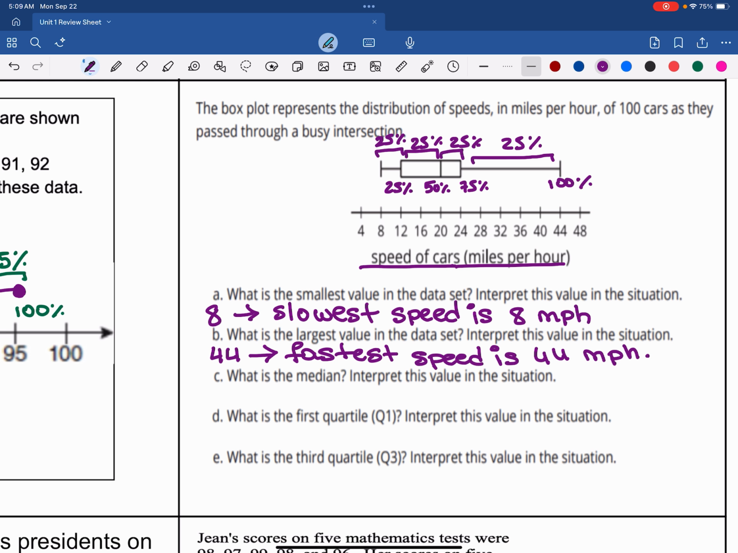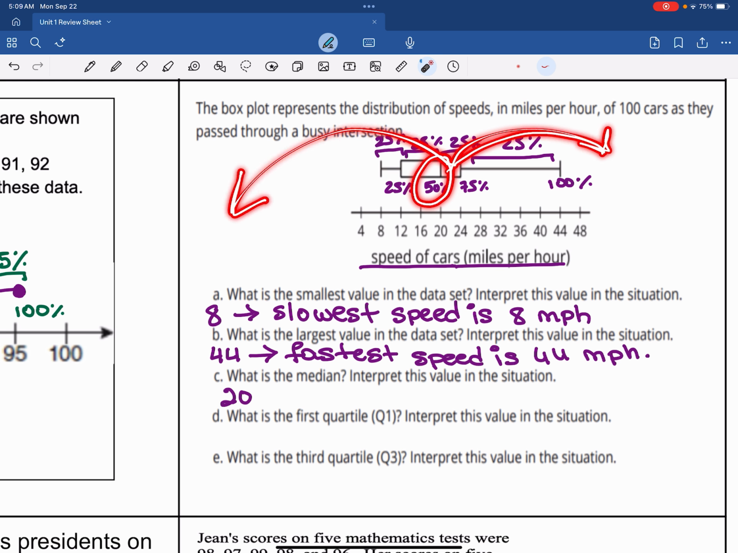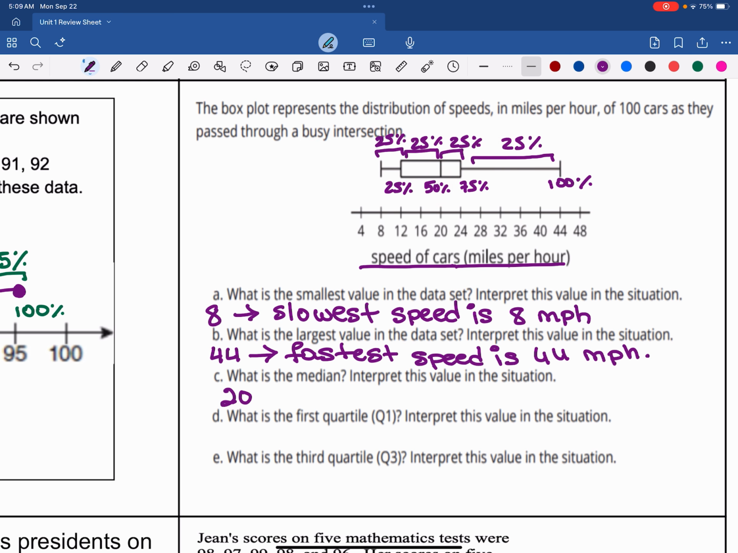So here, our median is 20. Since our median is at the 50% point in our data set, we can say that 50% of the cars are traveling either above 20 miles per hour or below 20 miles per hour, right? Because it's our median. It's halfway. So that's exactly what you want to say.